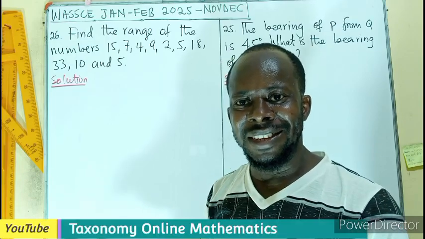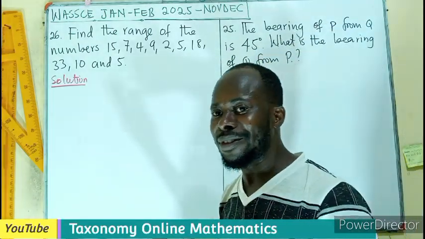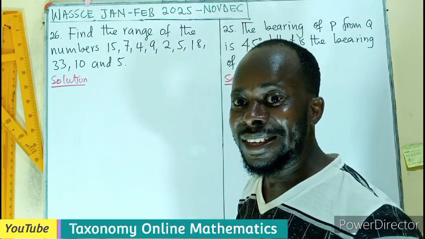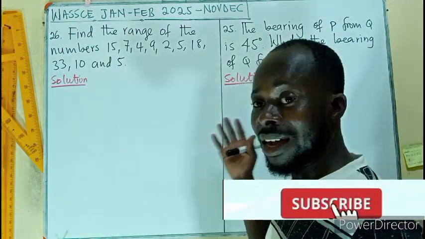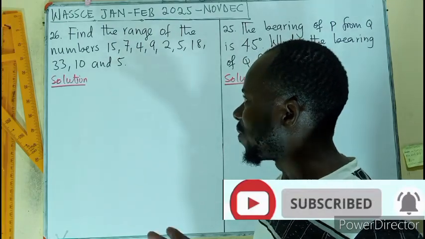All right, welcome. Let's look at these two questions. I put the two together because I know you can use 10 seconds to get the answer to the two of them. So the first one is finding the range of the numbers.